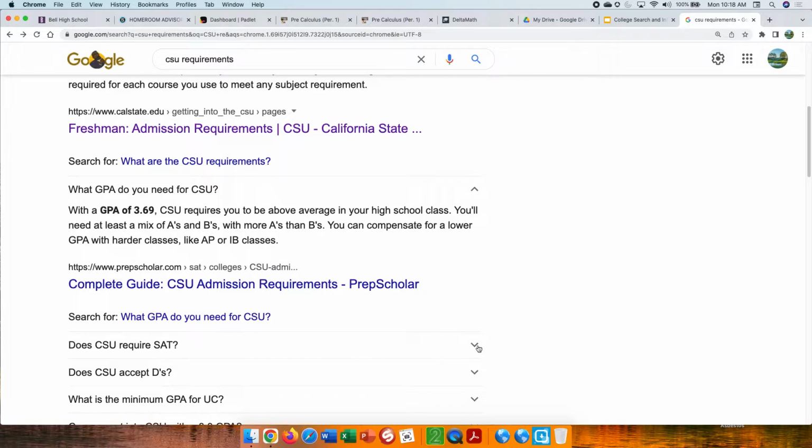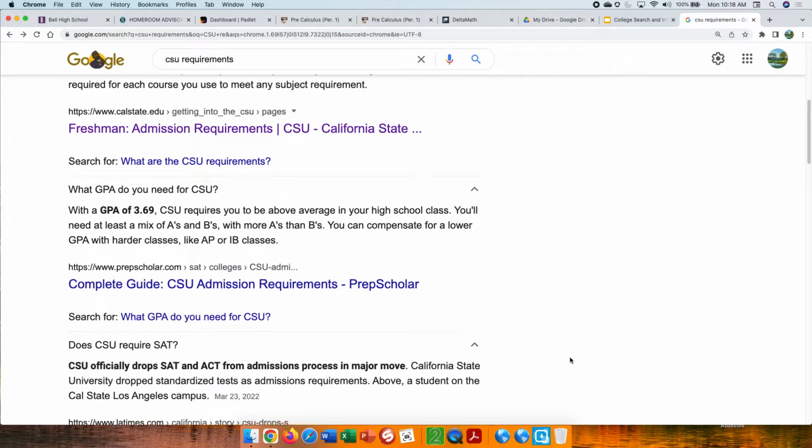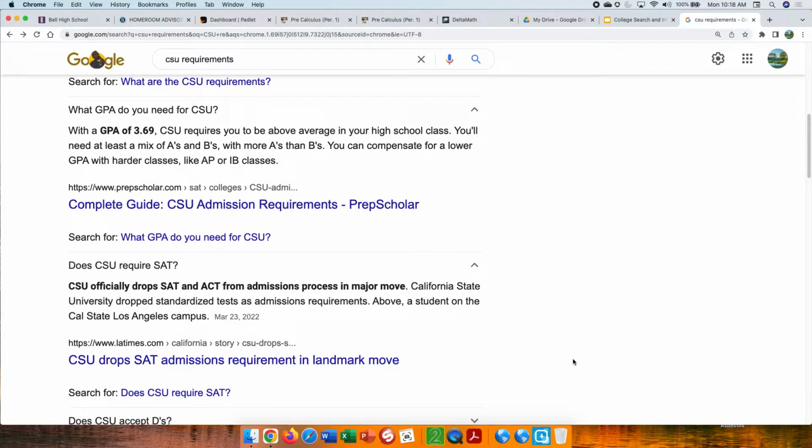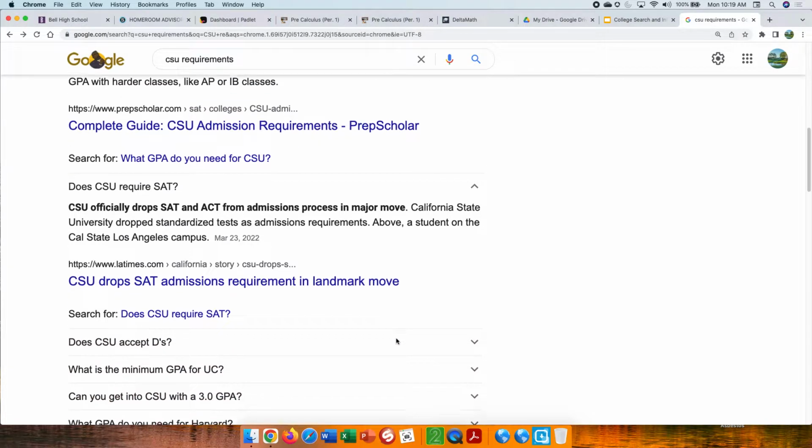Does the Cal States require a SAT? CSU officially drops the SAT and ACT from admissions process in a major move. See, so that is recent. See, so before you did need either an ACT score, that's one test, or an SAT. But see, it looks like they're not enforcing it.